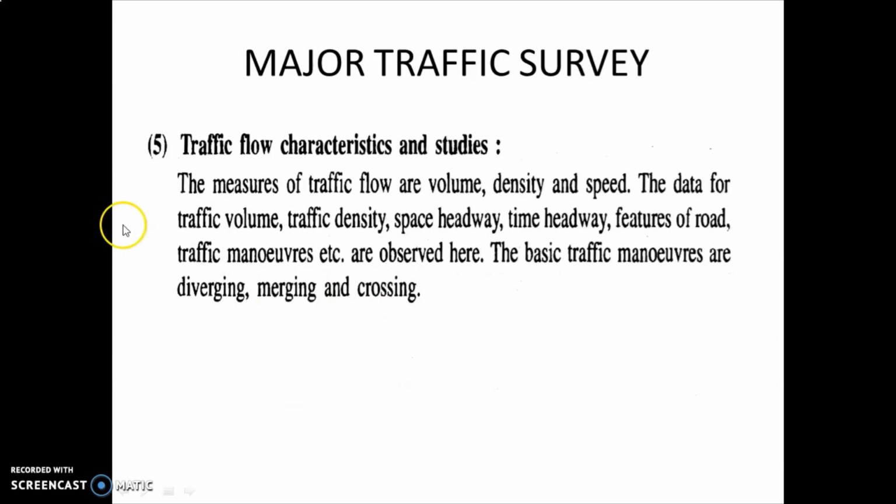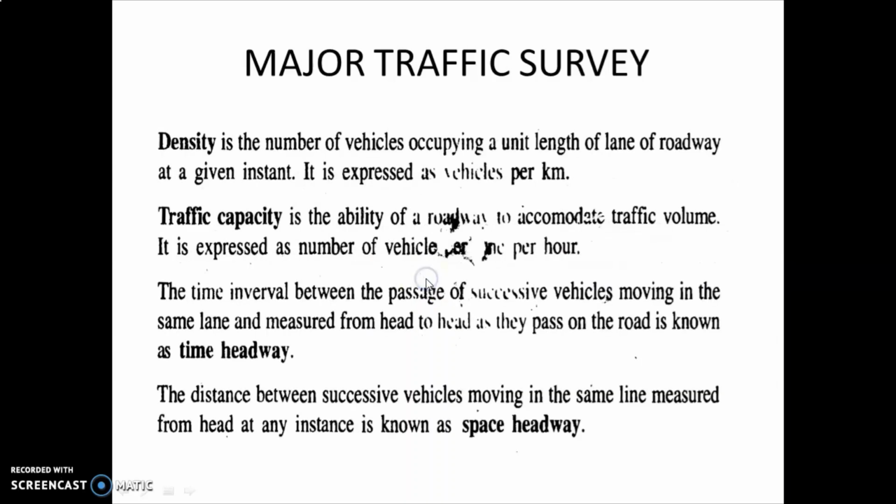The fifth one is traffic flow characteristics and studies. The measures of traffic flow are volume, density and speed. The data for traffic volume, traffic density, space headway, time headway, features of road traffic maneuvers, etc. are observed in this particular method. The basic traffic maneuvers are diverging, merging and crossing. So, dear students, we have discussed five survey methods which are generally used for collecting data related to traffic.